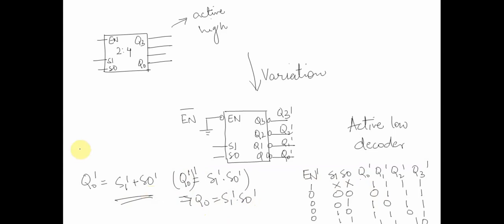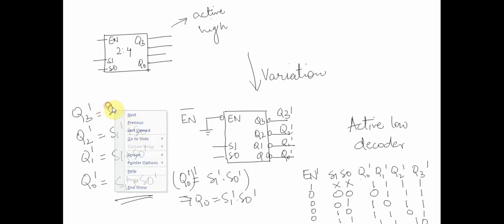Similarly, I would get the other expressions. Q1 bar would be equal to S1 plus S0 bar. Q2 bar would be equal to S1 bar plus S0, and Q3 bar would be equal to the remaining term. Is this clear? How did we arrive at these equations? Depending upon these equations, this active low decoder is acting like a max term generator.